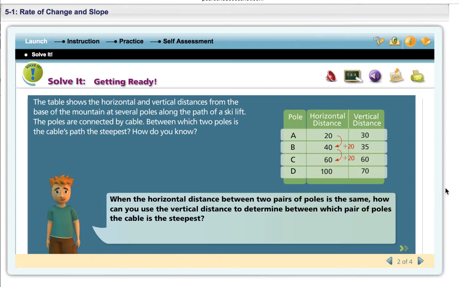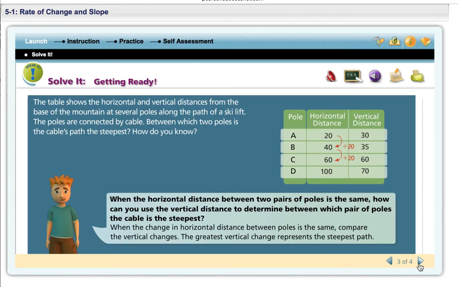So it says, when the horizontal distance between the two pairs of poles is the same, how can you use the vertical distance to determine which pair of poles the cable is steepest? Well, you can probably figure this out, right? If it's the same amount of distance between each one, and one is much higher than the other one, the line's going to have to be much steeper there, right? So when the change in the horizontal distance between the poles is the same, compare the vertical changes.